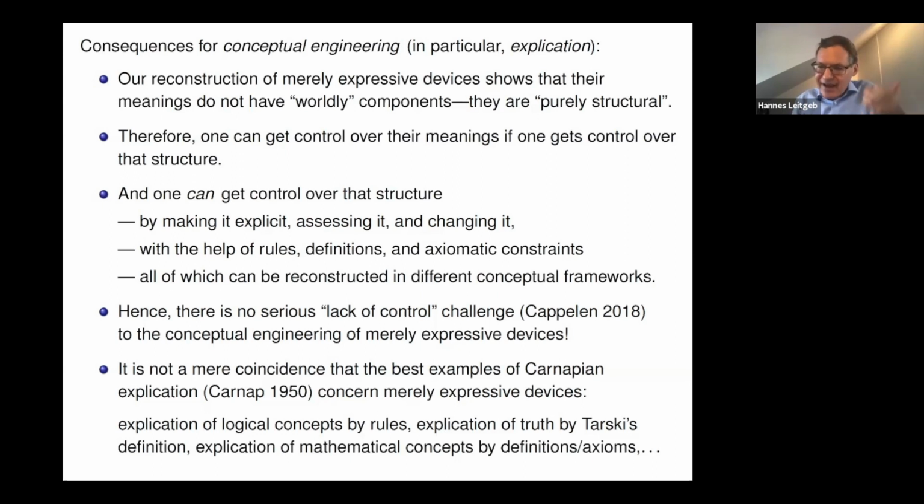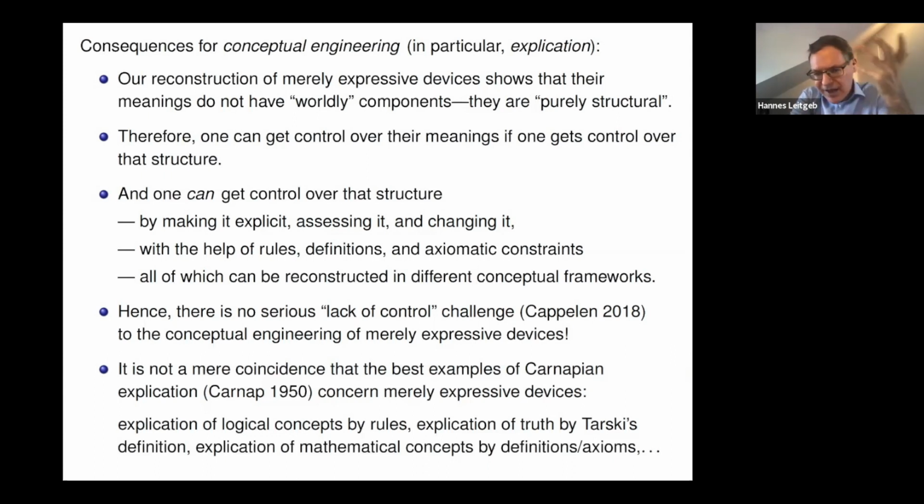And in fact, other than arguing from a reconstruction, I could argue from examples that can be reconstructed in the way that I've suggested. So I think that it's not a mere coincidence that the best examples of Carnapian explication, as he describes it in the first chapter of the Logical Foundations of Probability, they concern merely expressive devices, okay? So for example, the explication of logical concepts by rules, by semantic rules, maybe proof theorists would say by inference rules and so on. That's a good example of an explication in Carnap's sense. And as I said, the logical concepts or the logical symbols, they are merely expressive.